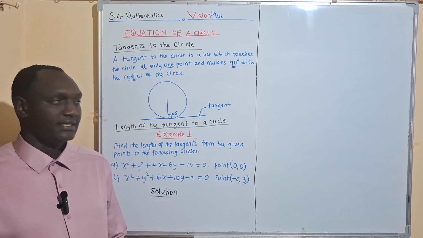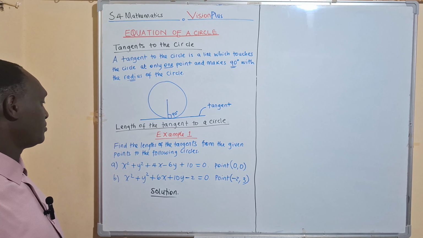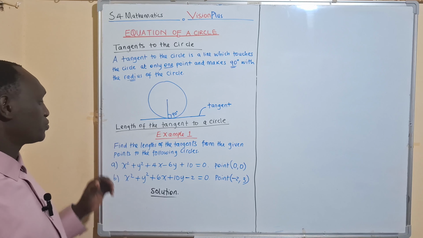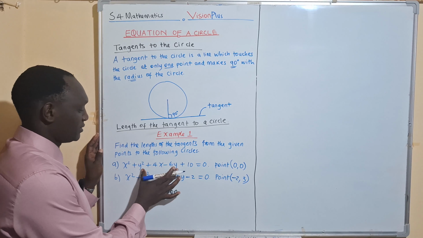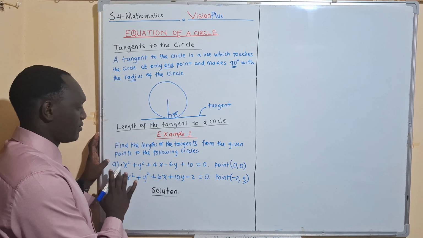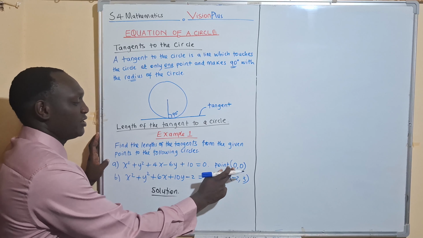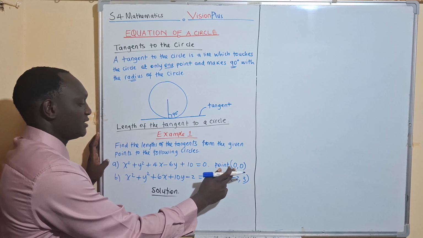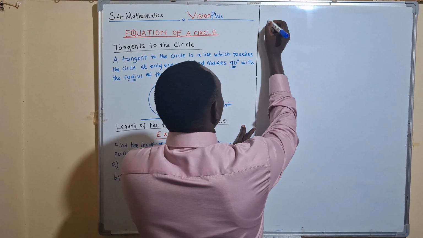Example 1 says, find the length of the tangent from the given points to the following circles. So we have the circles. For part A, we have this circle, and then we need to find the length of the tangent, which is coming from the point (0, 0). So the solution, part A.